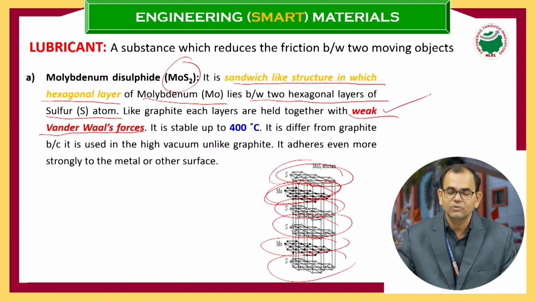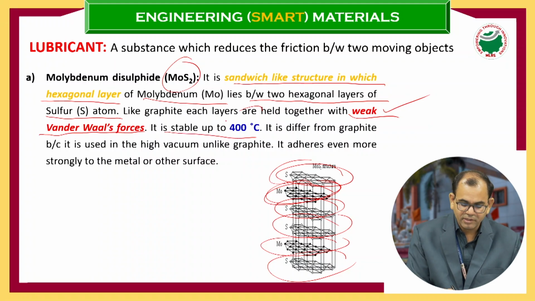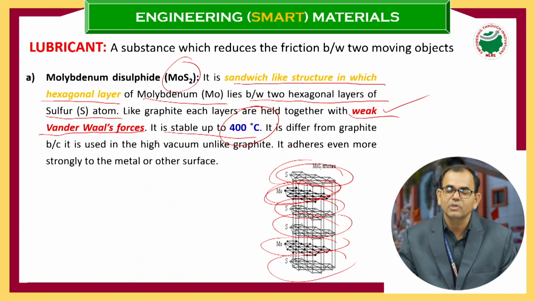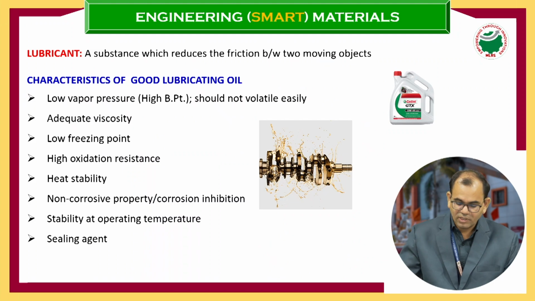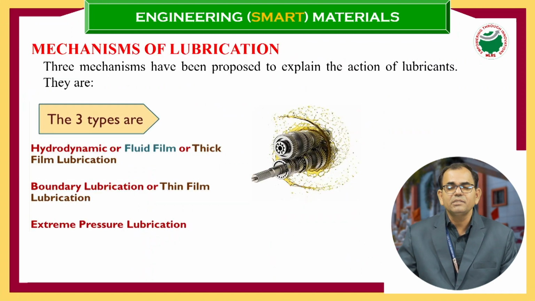So the hexagonal layers of sulfur and molybdenum are held together again with van der Waals forces. And these van der Waals forces are responsible for the sliding nature of the lubricant, and this can be stable at high temperatures such as more than 400 degrees centigrade. This is the graphite. Now, there is a mechanism for the lubrication.